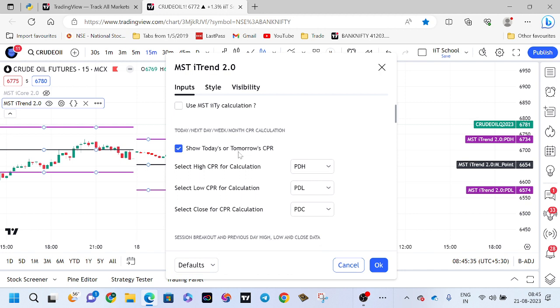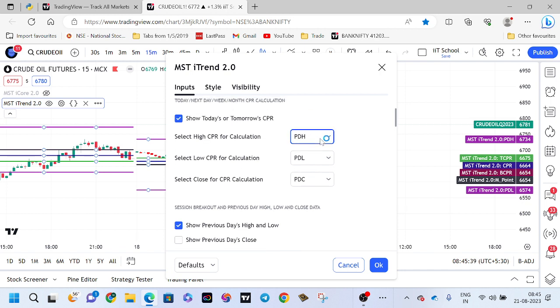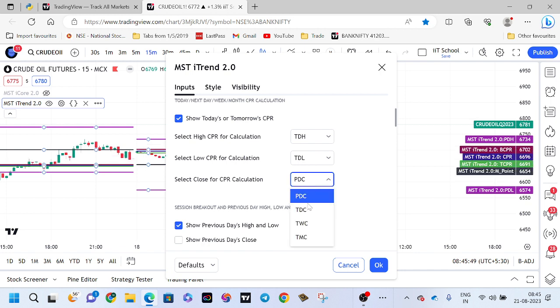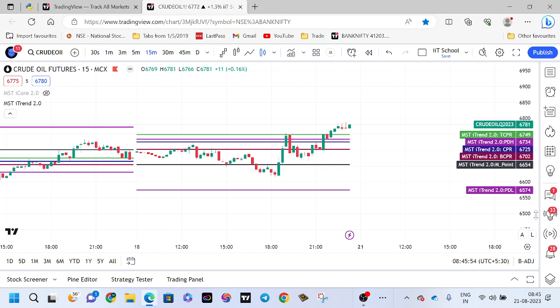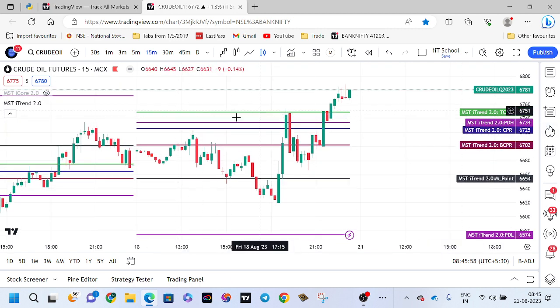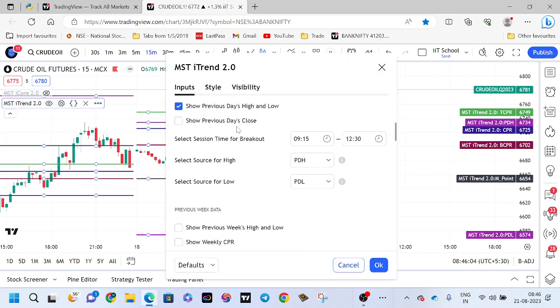If you want today's CPR, you have to enable today's CPR. If you want to find weekly CPR, then you can find. If you want tomorrow's CPR, then select here tomorrow high, today high, today low, and today close. If we select this, automatically tomorrow CPR will be found, this is the tomorrow CPR. And if you want to enable previous day close, you can enable it here.